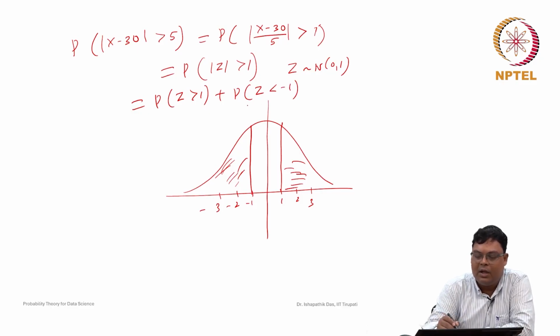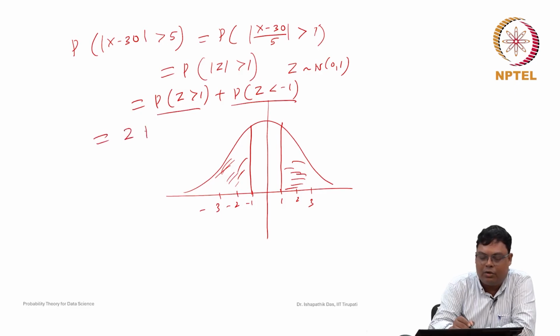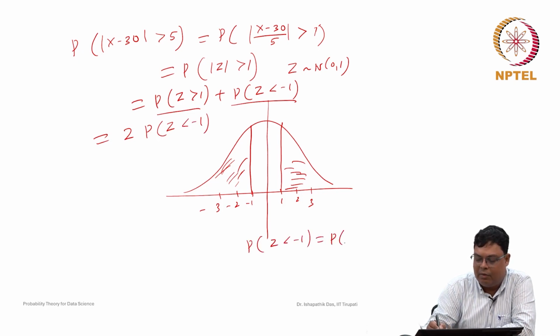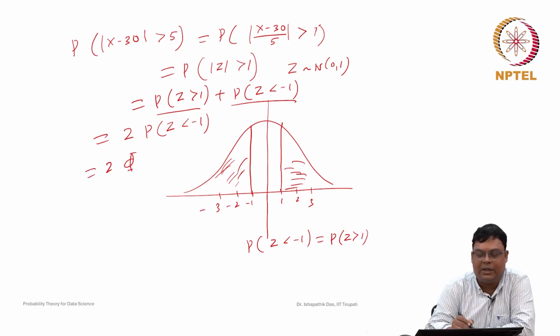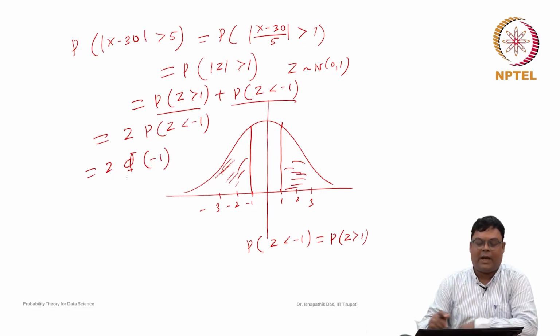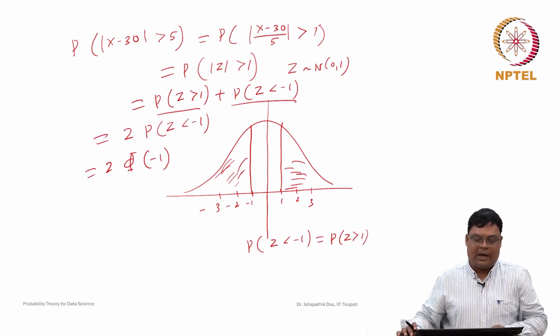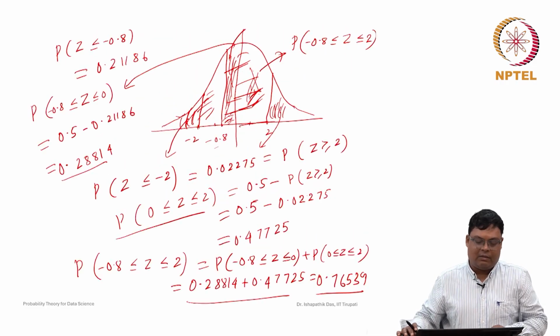Now, by symmetry, probability that z is less than minus 1 is the same as probability that z is greater than 1. So, we can write this as 2 into probability z is less than minus 1. This is nothing but 2 into phi, where phi is the cumulative distribution function of the standard normal variate. So, it is 2 into phi of minus 1. This value we can find from the table.